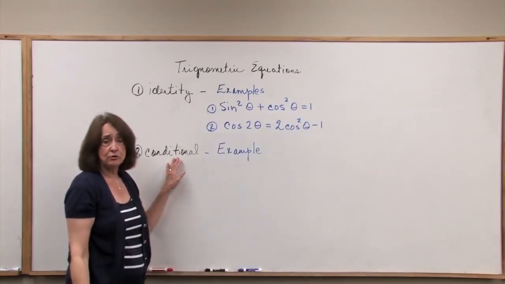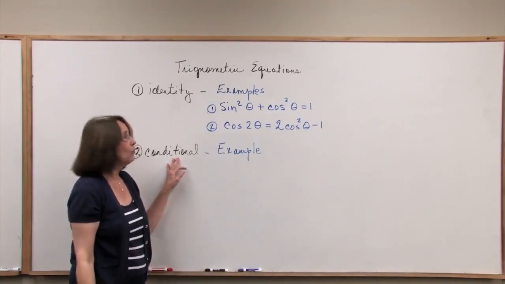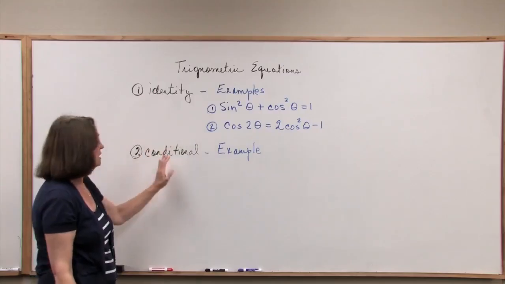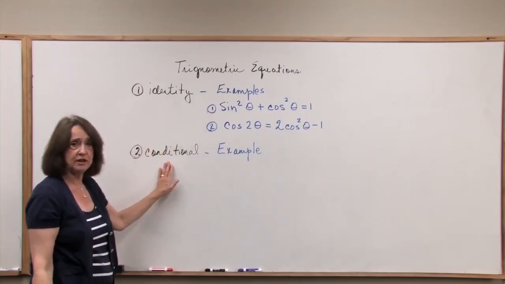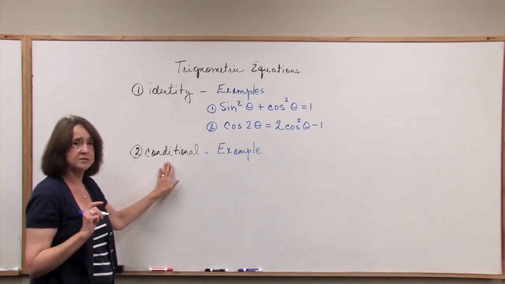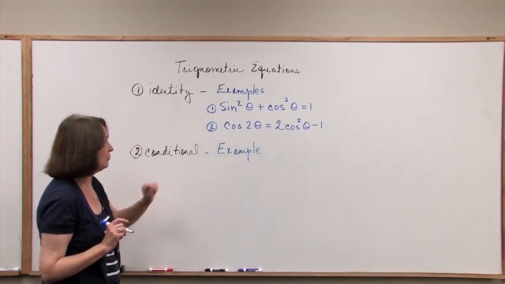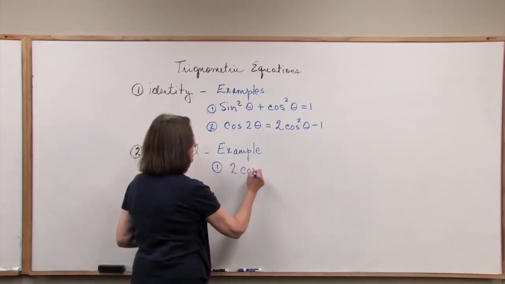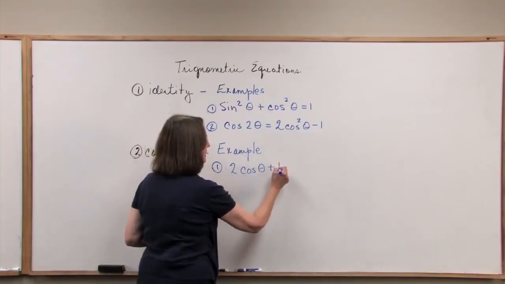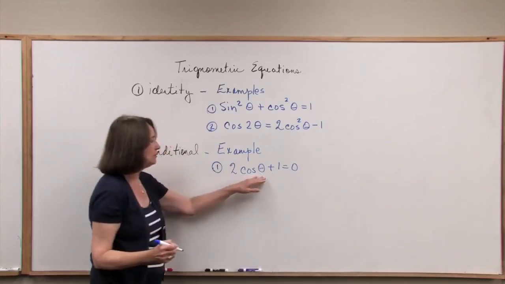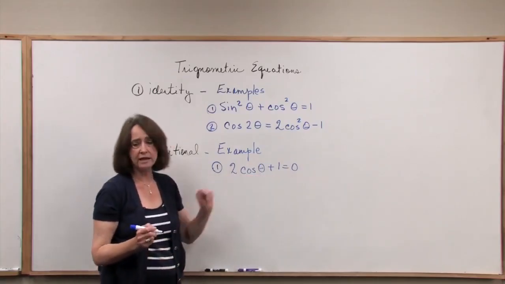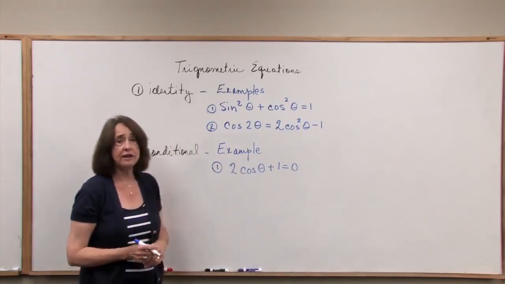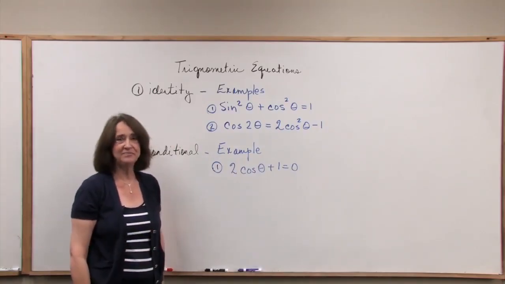So what is a conditional trigonometric equation? Where identities are true for all solutions of the variable, a conditional trigonometric equation is only true for specific values of the variable. The example that we're going to start with today is this one. 2 cosine theta plus 1 equals 0. We will get started in just a minute.